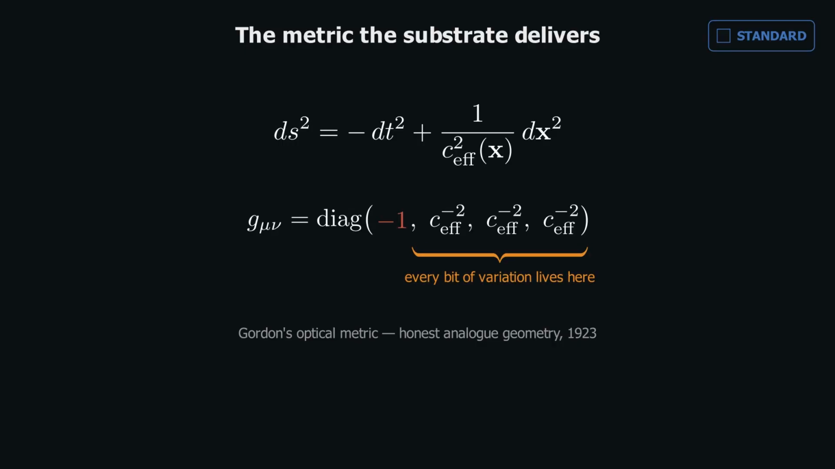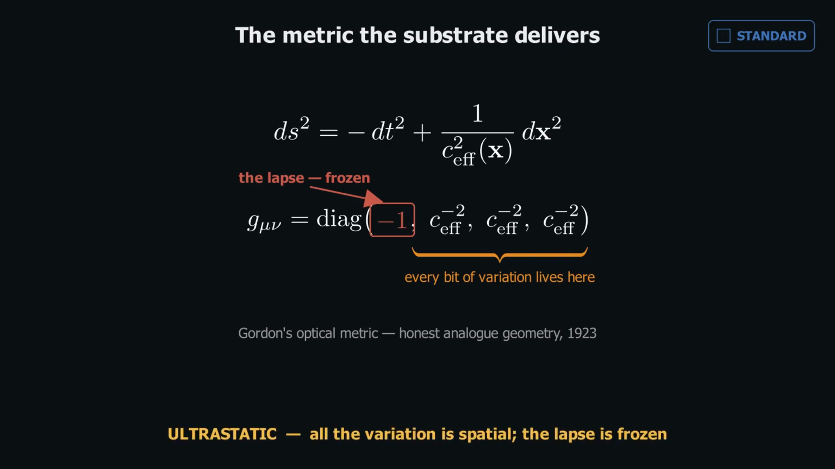The trap is in a single entry. Every bit of variation the substrate has to offer sits in the spatial block. The time entry, the one physicists call the lapse, is frozen at -1, and nothing you do to the stiffness moves it. A metric shaped like that has a name. It is ultrastatic, and this chapter is the unpacking of that one adjective.